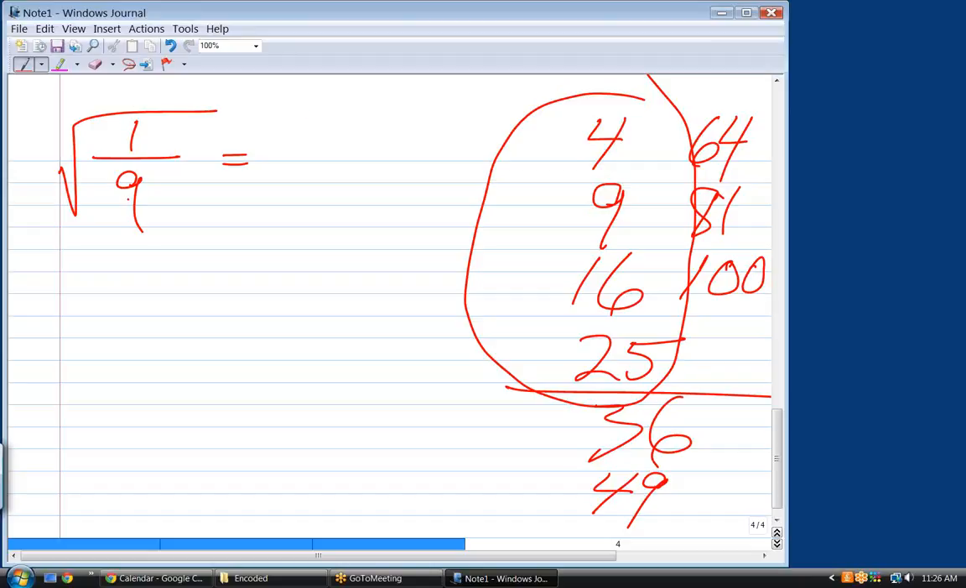What was the square root of A over B equal to? Alright, so it's going to be root 1 and then root 2, or root 9. Okay, that's first step. What's root 1 equal to? Root 1 is equal to 1. What's root 9 equal to? 3. There's your answer.